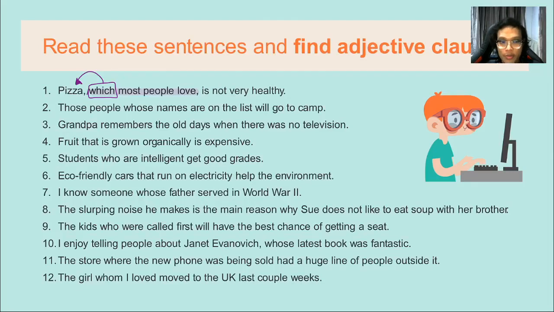Okay, so the second sentence: Those people whose names are on the list will go to the camp. So here we have only one sentence, right? But in this sentence we have an adjective clause. Where is it? Whose names are on the list is an adjective clause in this sentence. We can use a bracket as well so that we know that this chunk of words, this clause, is only used to modify the noun.